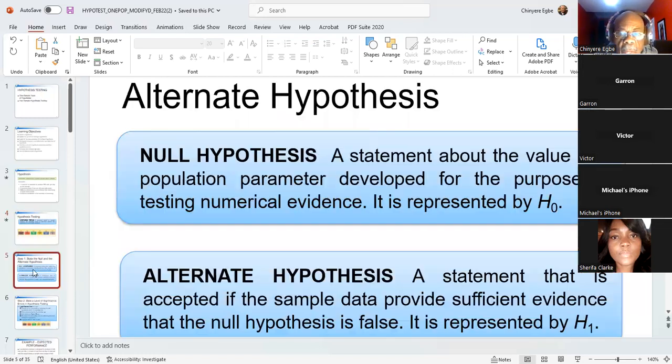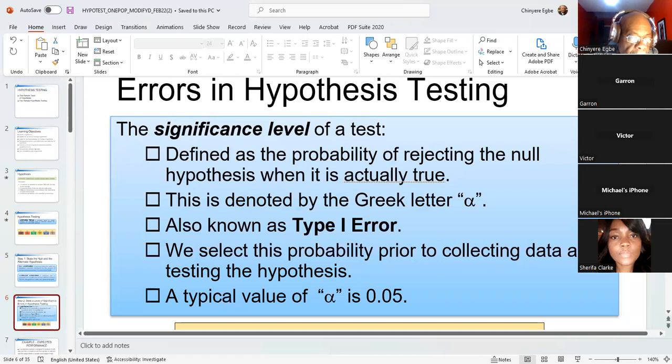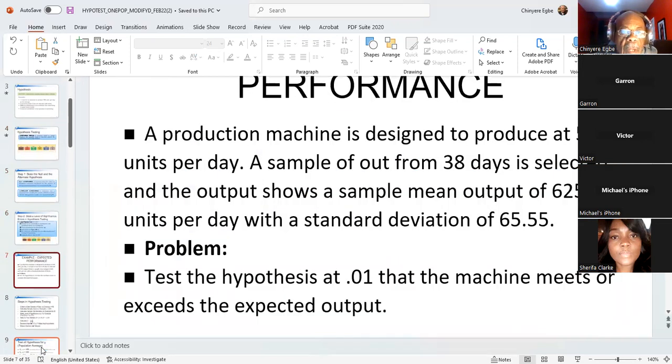So we state the null hypothesis, the alternate hypothesis. So I'm going to give an example here.